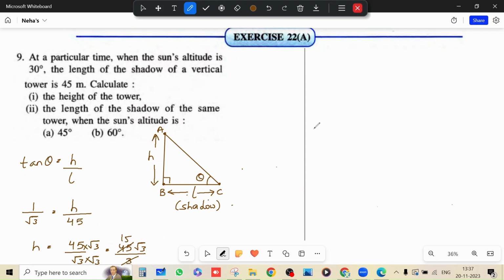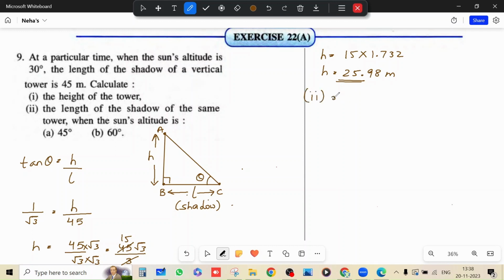The value of root 3 we all know is equal to 1.732. So 15 into 1.732 is equal to 25.98 meters. So we have found the height of the tower, that is 25.98 meters. For the first part of the calculation we are done. Now the second part is the length of the shadow of the same tower when the sun's altitude is 45 degrees.